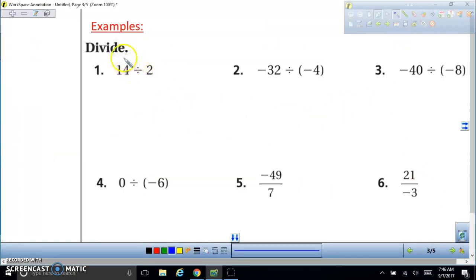Example 1, we have a positive divided by positive. So same sign, the answer will be positive. Half of 14 is 7. 2. We have a negative divided by a negative. Same sign, the answer will be positive, and 32 divided by 4 is 8. 3. We have a negative divided by a negative. That's going to be a positive, and 40 divided by 8 is 5.